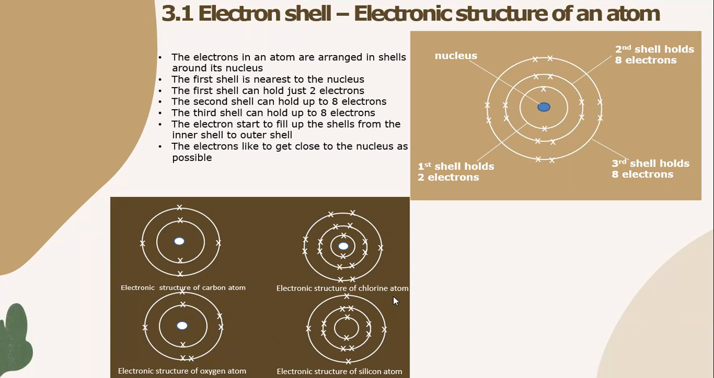The electronic structure of the chlorine atom is 2.8.7, whereas the silicon atom is 2.8.4.